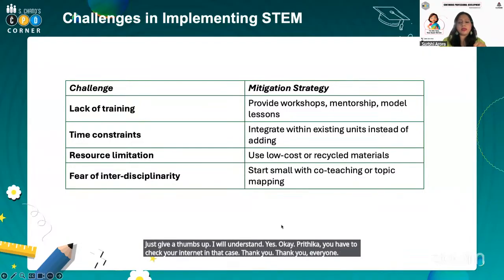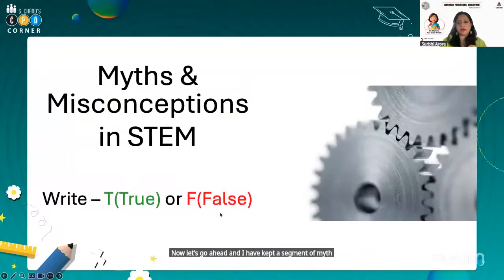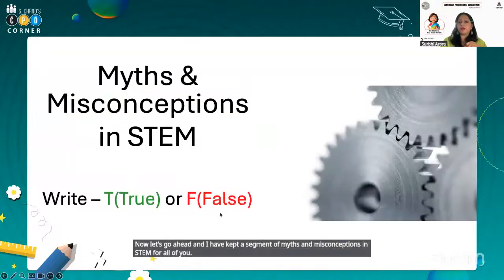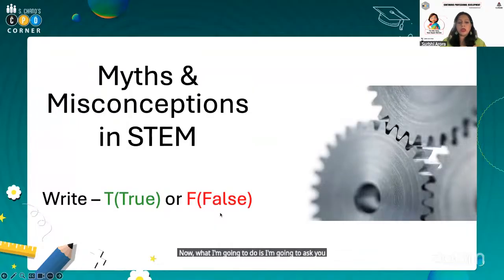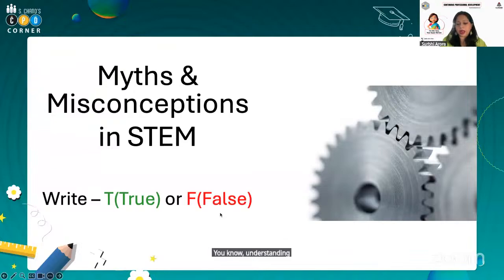Now, let's go ahead. And I have kept a segment of myths and misconceptions in STEM for all of you. Now, what I'm going to do is I'm going to ask you some 3 to 4 questions, and you have to just mention T for true in the chat window and F for false in the chat window. Whatever is your understanding. Now, this will help me in understanding what is your understanding on STEM at a level. So it's kind of a pretest for all of you.